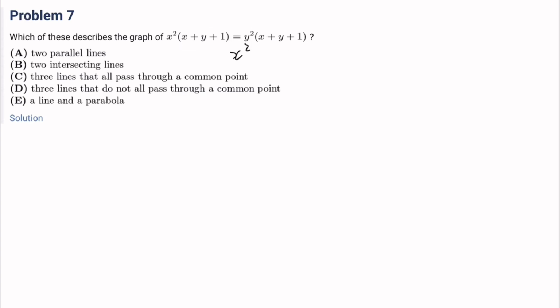So either x squared equals y squared, or x plus y plus 1 equals 0. But if it's this case, then that means it's either y equals x or y equals minus x. And then for this case, that's just when it's y equals negative x minus 1.